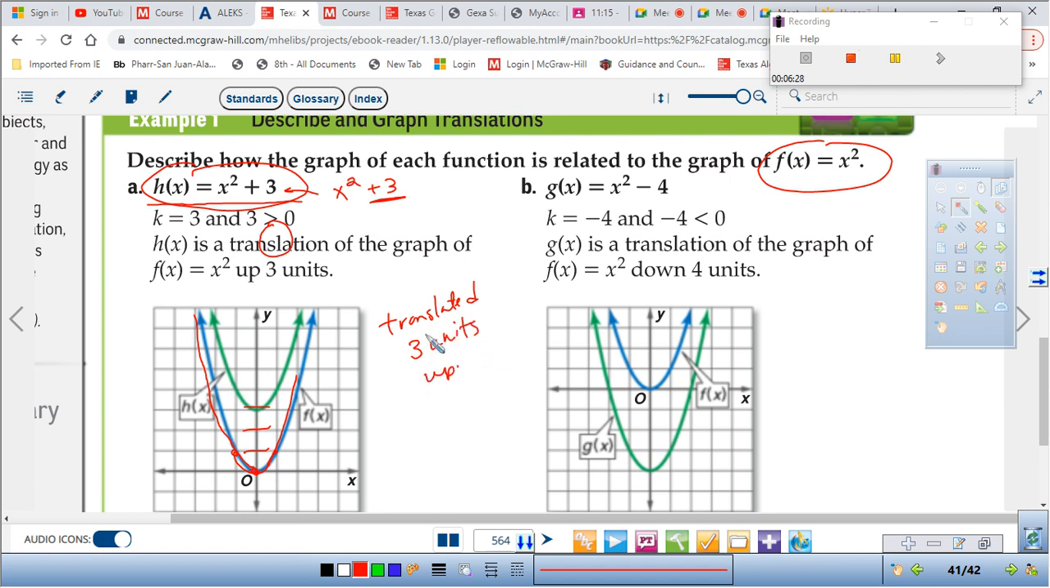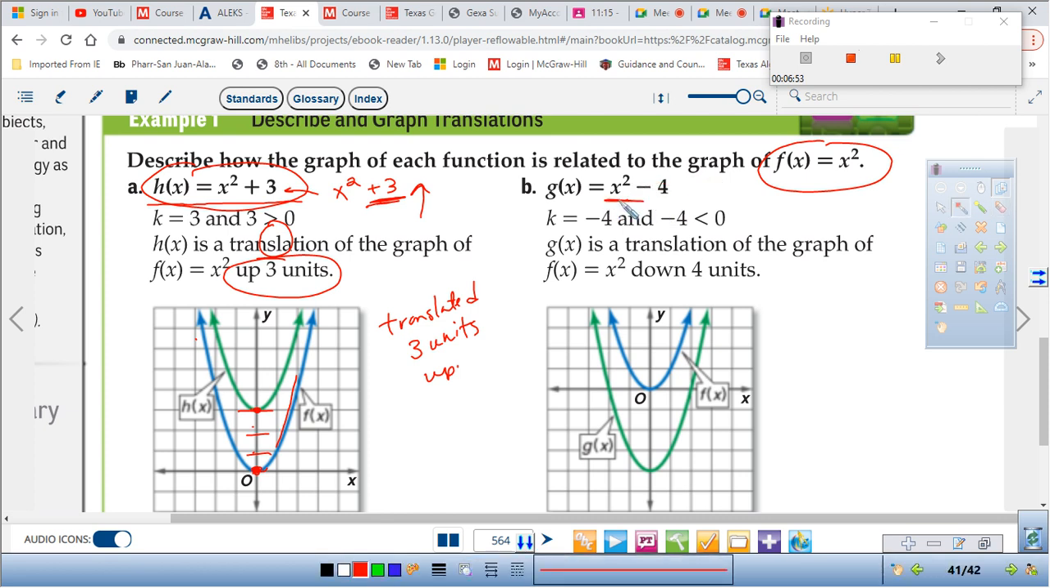Now, how we determine how much it went up is by counting from this vertex to this vertex. So how far is it up? 3 units up. On the other note, remember, if it was positive, it goes up. If it's negative, it goes down. So let's look at this real quick.